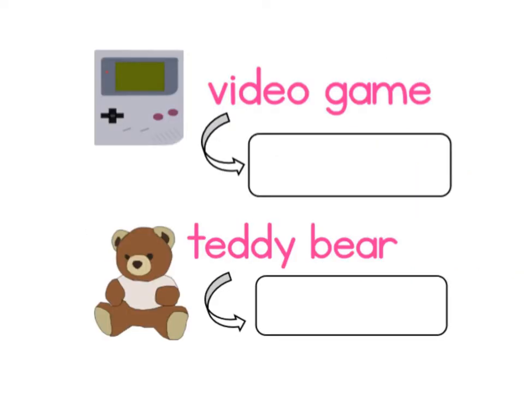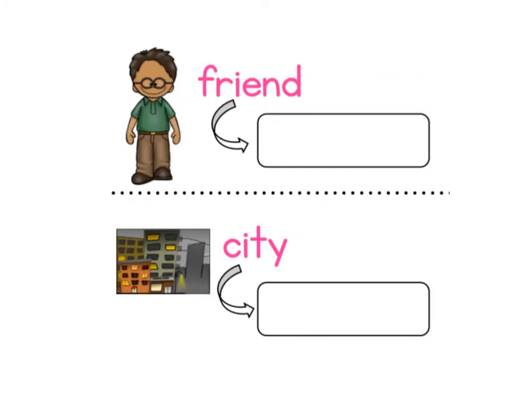Here are another 2 examples. Pause the video so you have time to write video game and a proper noun, and teddy bear and a proper noun. And 2 more examples. Remember to write the word friend, then draw an arrow and write the name of a friend. Then write the word city, an arrow, and the name of a city.